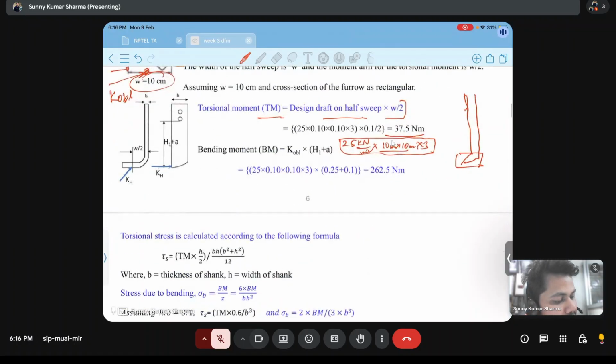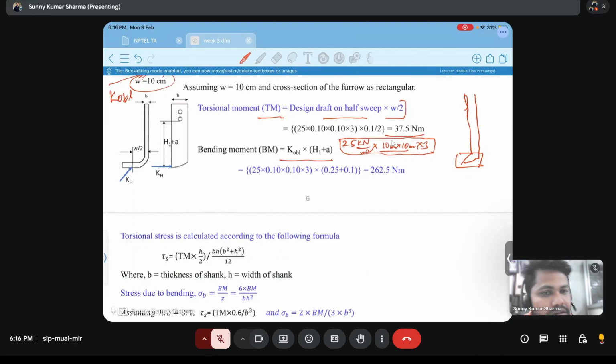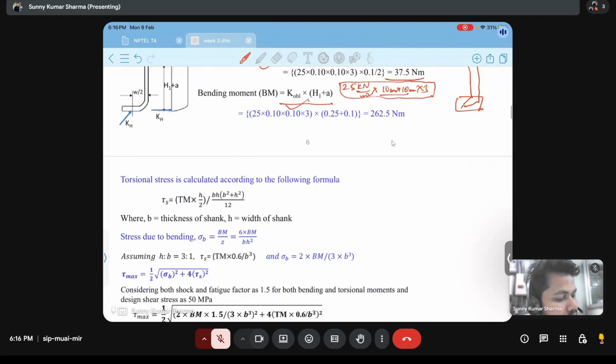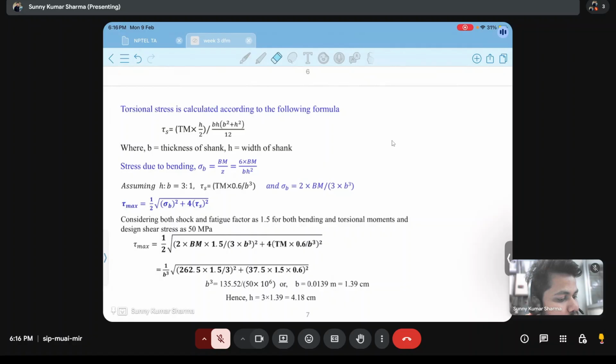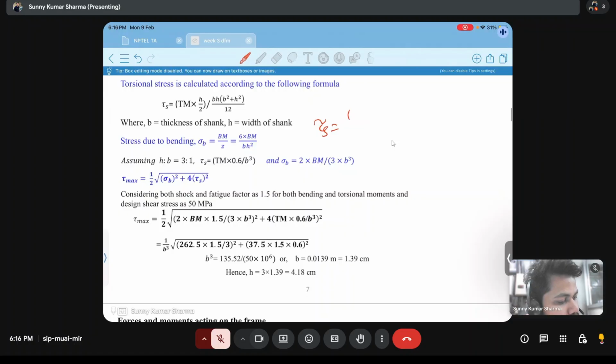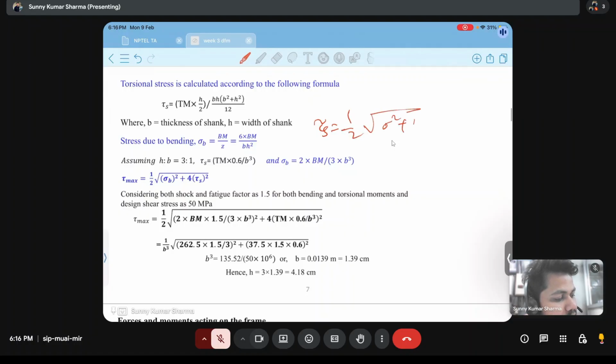So bending moment we have already calculated. So torsion moment is there, bending moment is there, and in the last class we discussed that when we have both torsion and bending moment, we use the formula tau s is equal to 1 by 2 root under sigma square plus 4 tau square. From all these expressions, only b will be unknown.